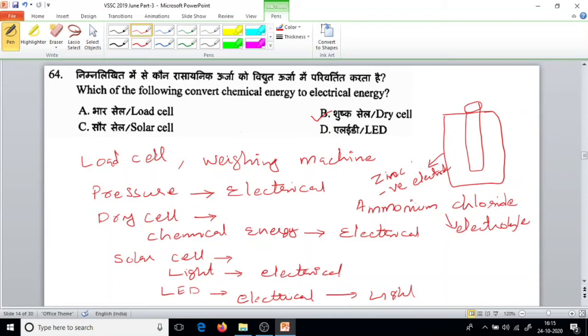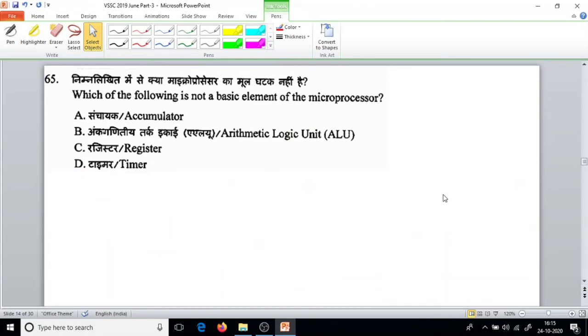Ammonium chloride is the electrolyte used here. This is a dry cell. Actually, before this, there was one cell called Leclanché. That is known as a wet cell. There was liquid in it. But in this dry cell, there is a moisture paste, the moisture powder and paste is there. This ammonium chloride paste is the electrolyte. So we'll go to the next question.